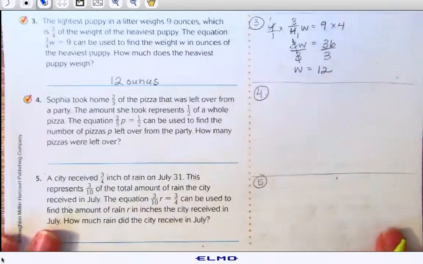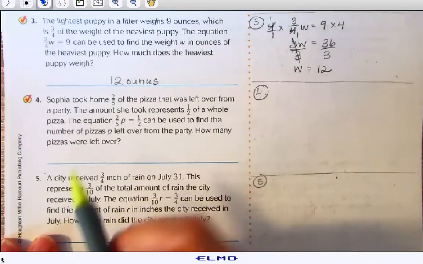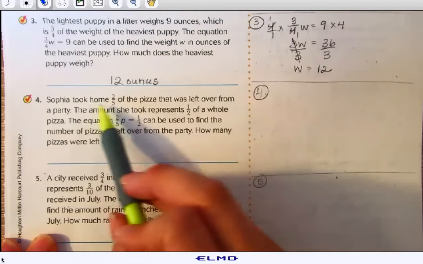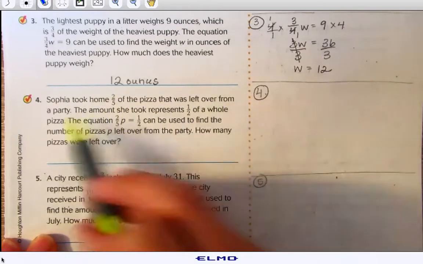All right, remember if I'm going too fast, you can always pause, rewind. Number 4, Sophia took home 2/5 of the pizza that was left over from a party.